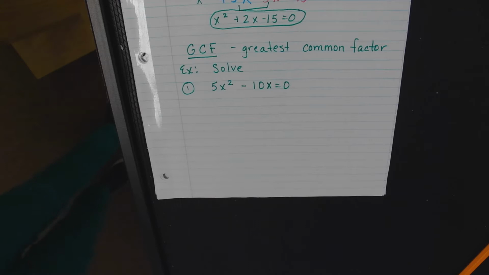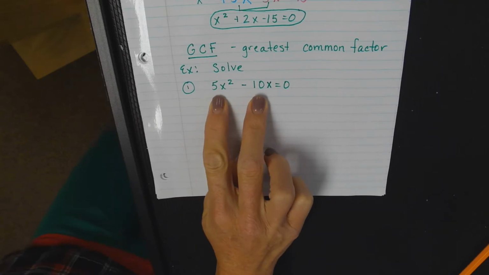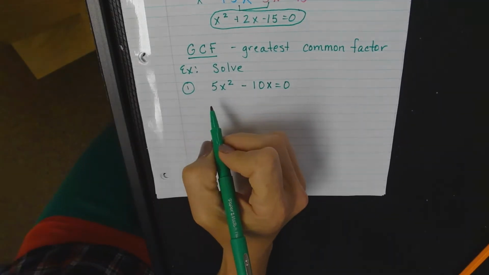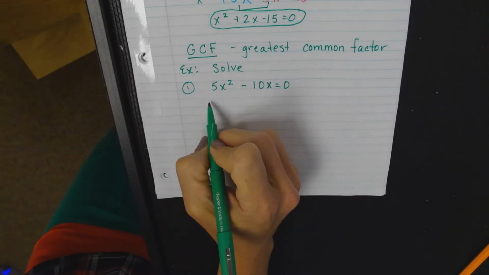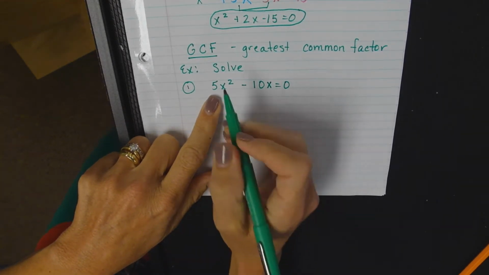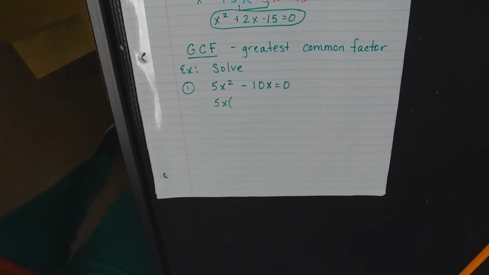2. Okay. This is what you call a binomial. Bi means what? 2. It's like a bicycle. Out of these 2 terms, I want you to look at what is the greatest common factor. What can you take out of each term? Look at 5 and 10. 5x, good. That's the greatest common factor for both terms.